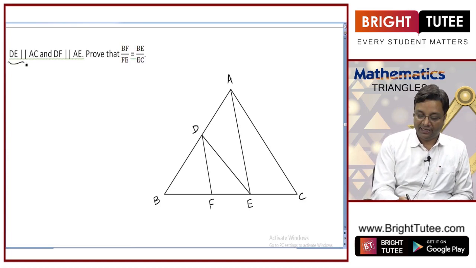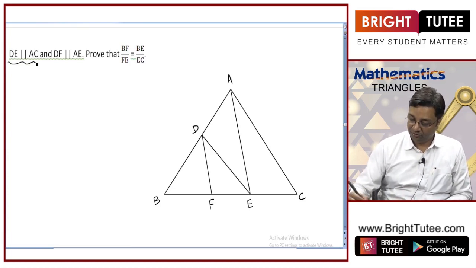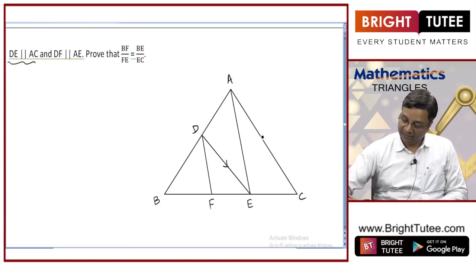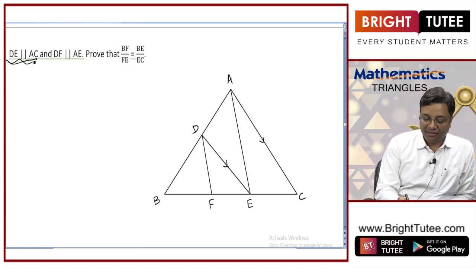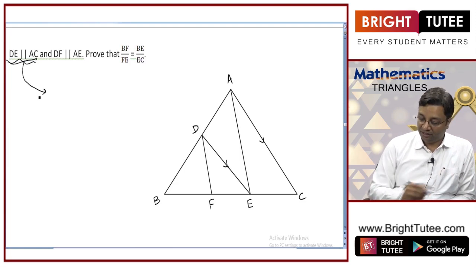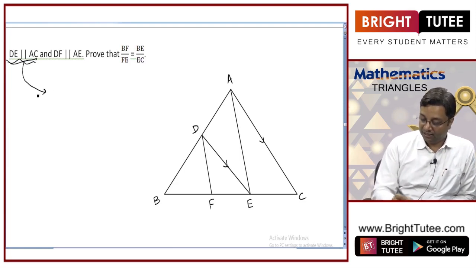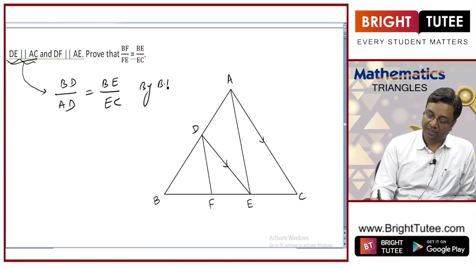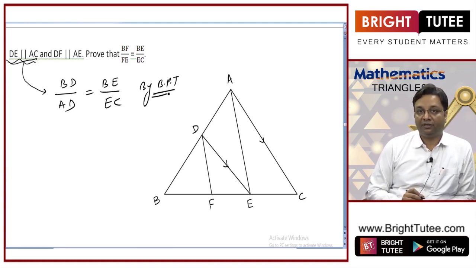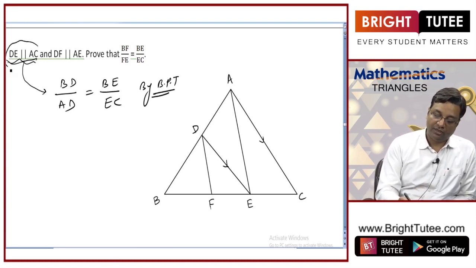In this, DE is parallel to AC. So, these two lines are parallel. Okay. So, if this is given, I can obtain a result from it. What result can I obtain from it? That if these two lines are parallel, then I can say BD by AD is equal to BE by EC by BPT. This is one result that I have got using only this.